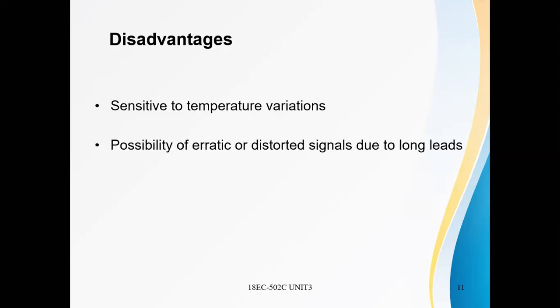And what are the disadvantages of this capacitive transducer? It is sensitive to temperature variations. This is a drawback of the capacitive transducer, and the same drawback as the semiconductor strain gauge. Whenever there are variations in the temperature, definitely there will be variations in the output also. There is a possibility of erratic or distorted signals due to long leads.